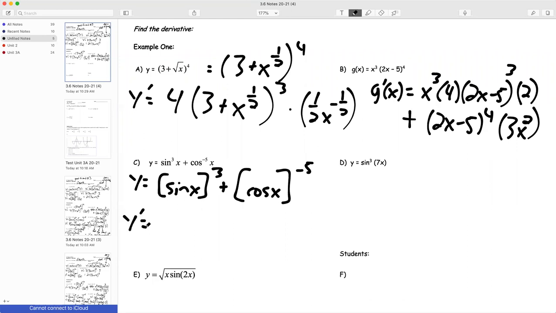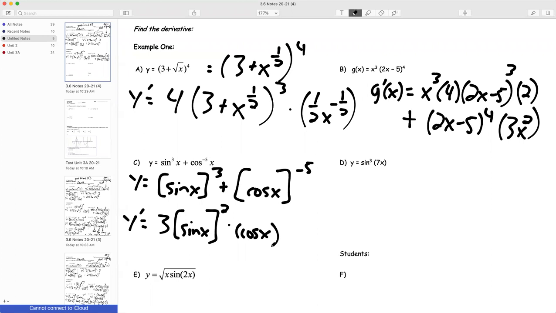So the derivative, y prime, the 3 comes out front. The sine of x comes down. I decrease my exponent by 1, which would give me 2. And then I'm going to multiply by the derivative of the chocolate there. And derivative of sine of x is what? Is cosine of x.